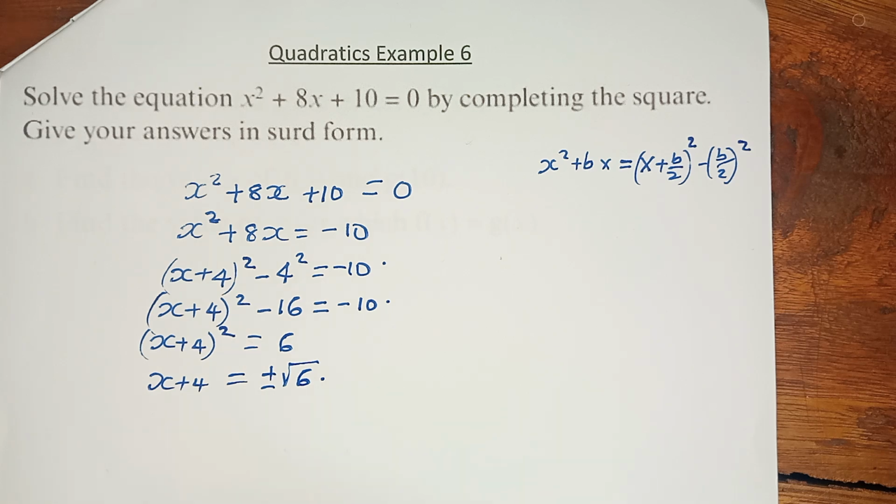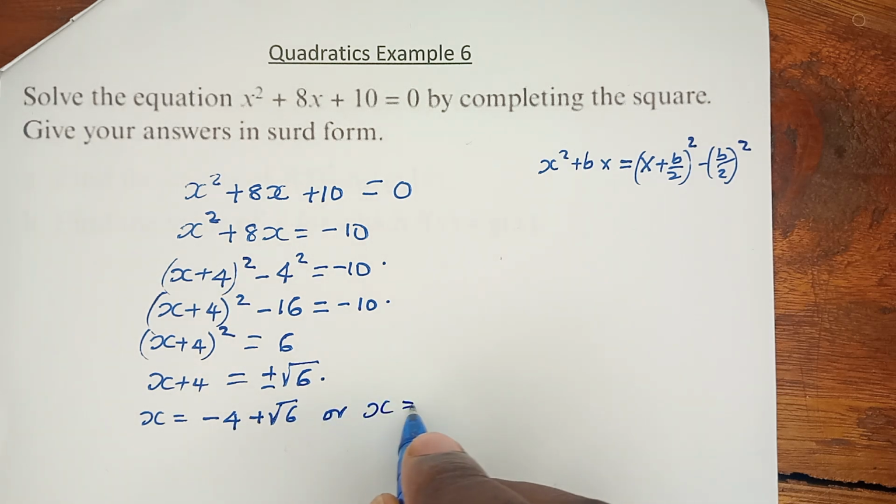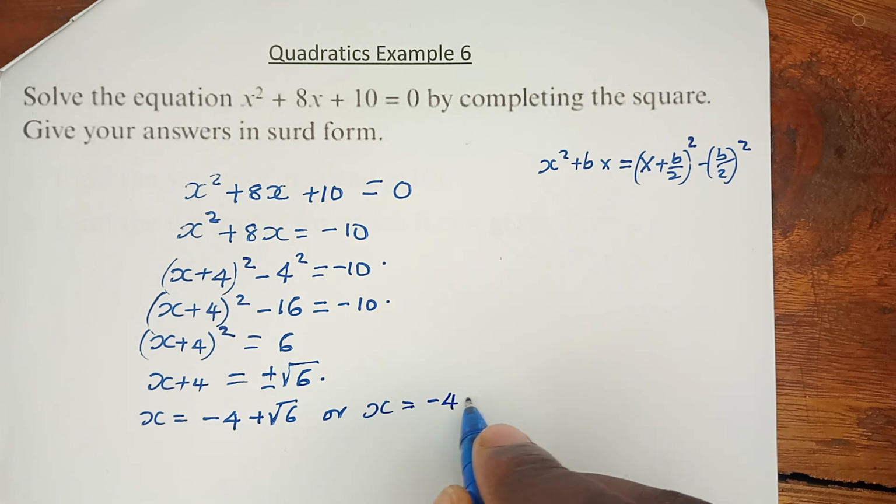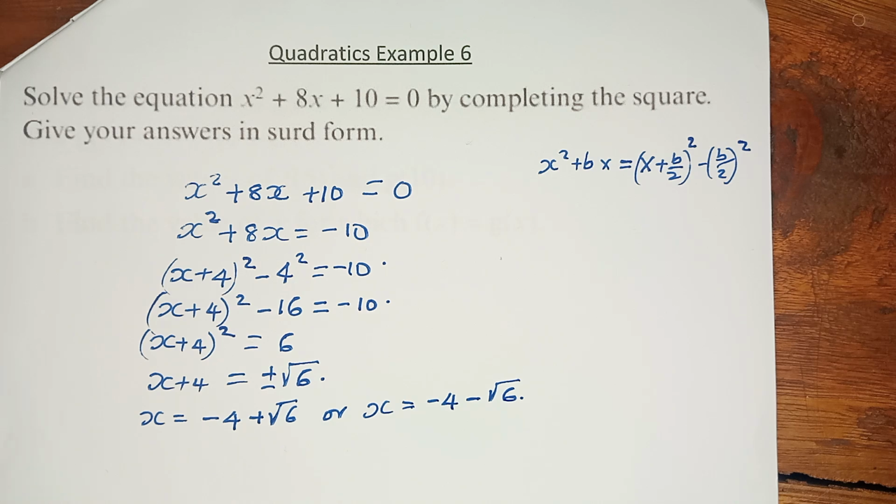As you can see, our value of x is now very clear because the positive 4 has to go across, and x is going to be minus 4 plus root 6, or x is equal to minus 4 minus the root of 6. Any of those two are correct answers. This is one value of x and this is the other value of x. Reason being, the square root of positive numbers is always plus or minus. That is why we have this.